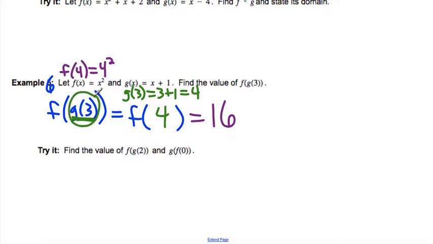So going back through that, you always work from the inside, like start inside your parentheses. So first we find g of 3. Whatever we get for that, we plug into f. And that gives us our final answer. The 2 try it problems for this will be in the next video.